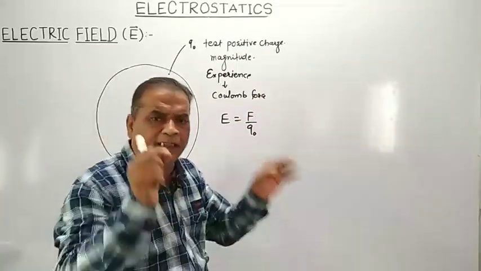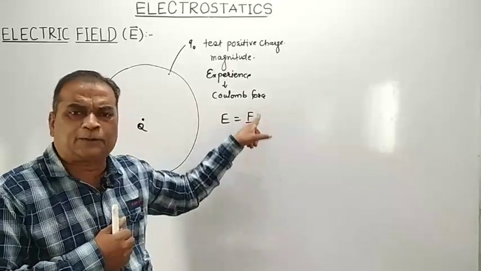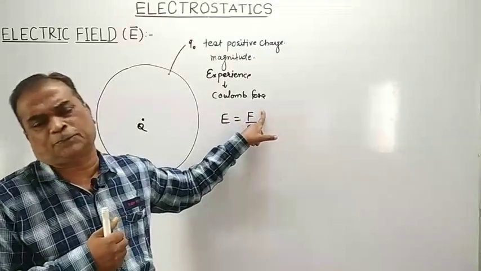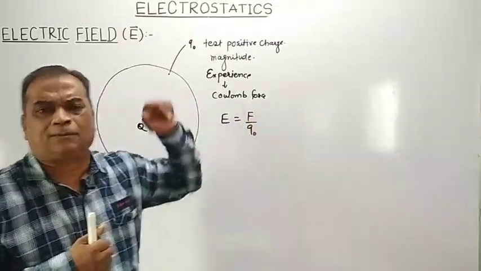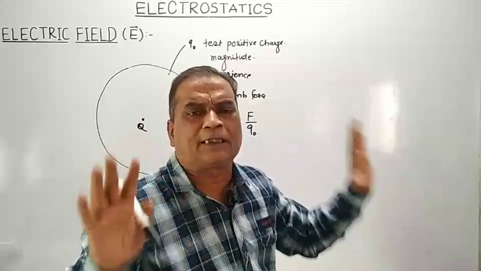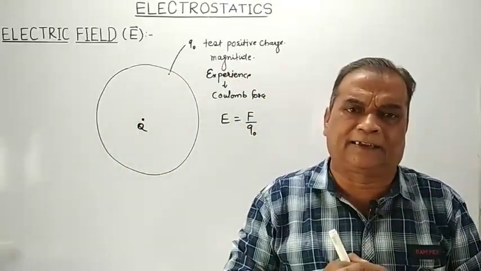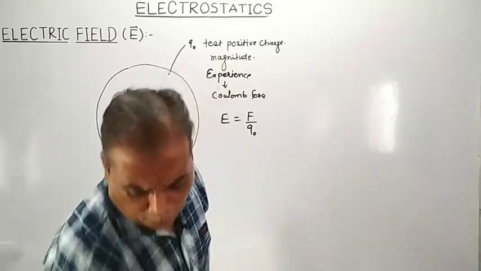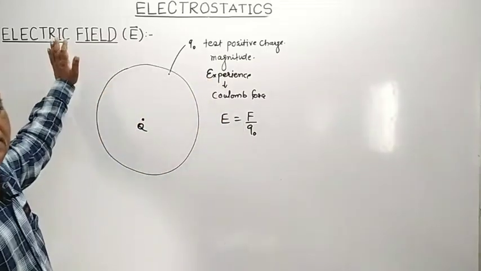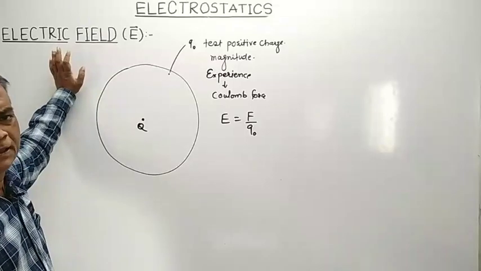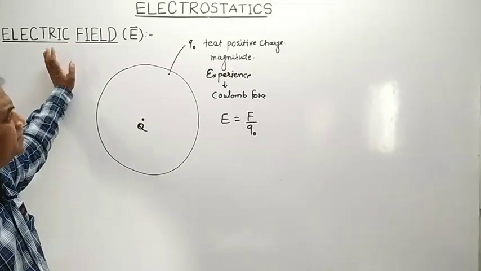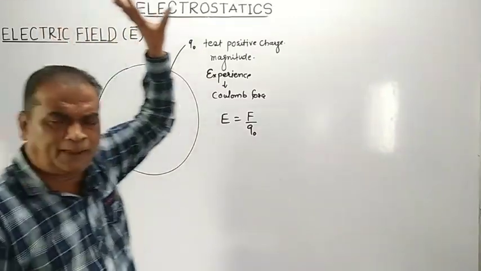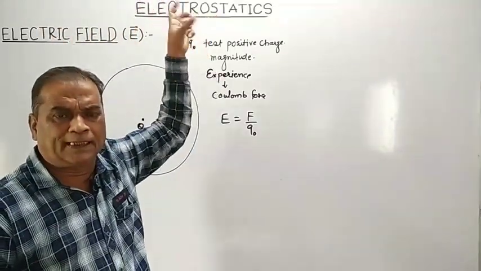Electric field is the force experienced per unit charge, or the force experienced by a test positive charge. It is defined as electric intensity. Mathematically, the force experienced per unit charge is called an electric field or electric intensity. Sometimes this electric field may be called the intensity of electric field.